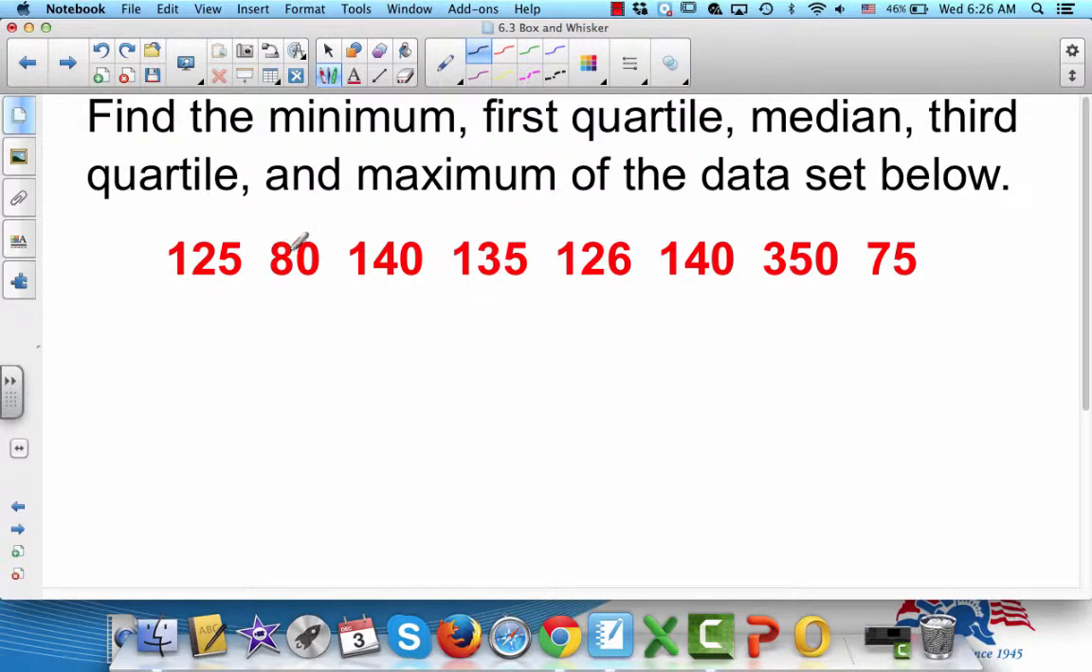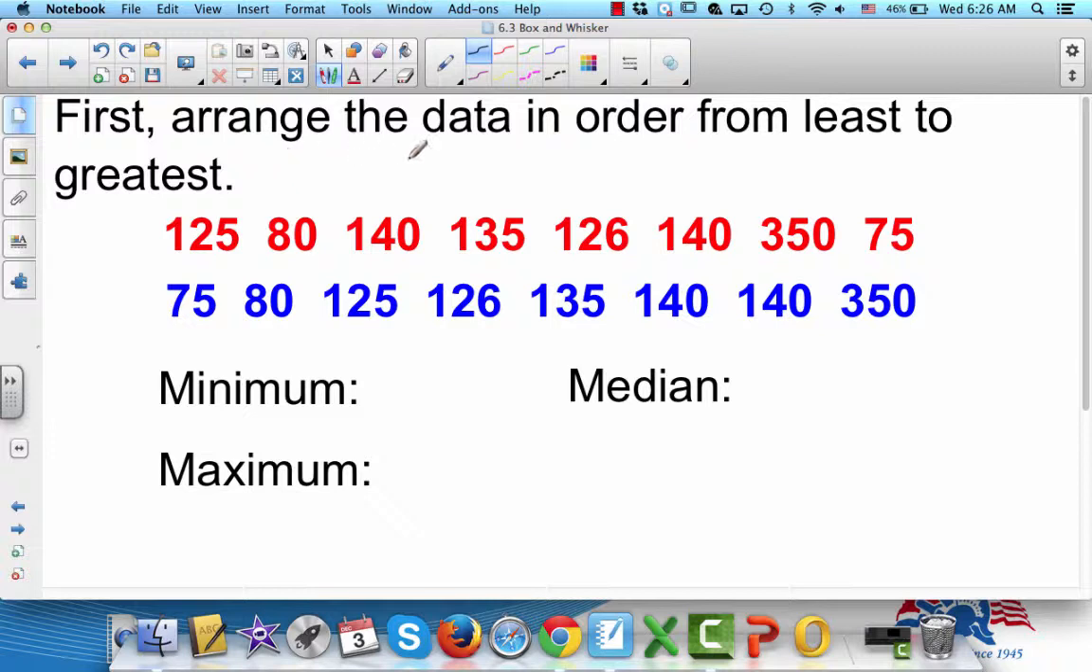All right, now on this set of data, I want you to collect the minimum, first quartile, median, third quartile, and maximum of the data set below. Sounds like a lot, but it's not too difficult. You'll be good at it in just a little bit. All right, so what's the first thing that we need to do? Right. First thing we need to do is put it in order. So we arrange the data in order from least to greatest. We take these red numbers, and I've already put them into the blue numbers in order.